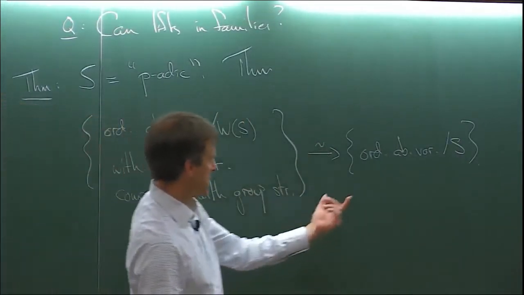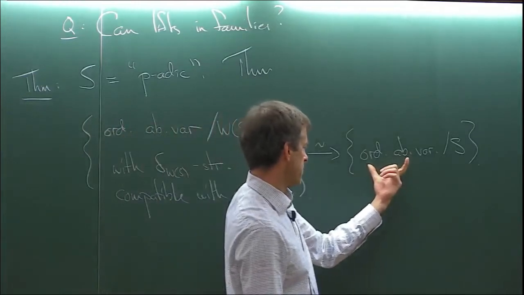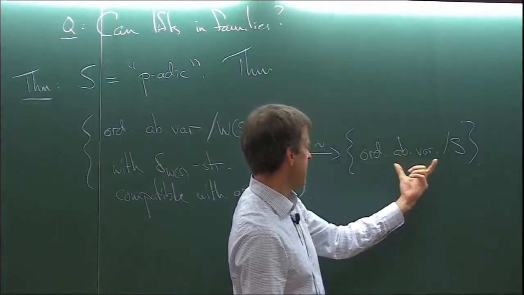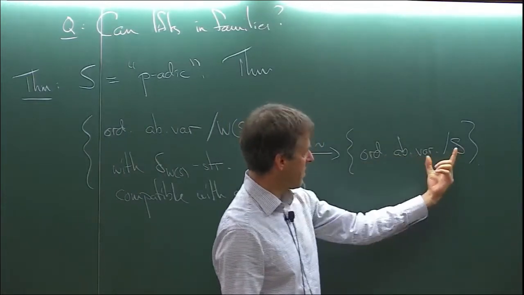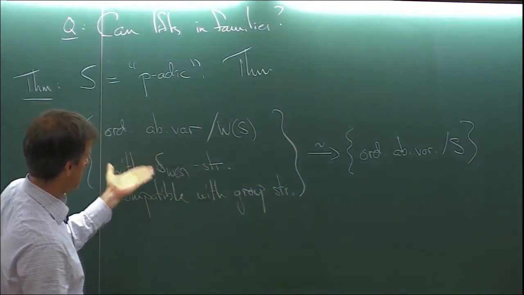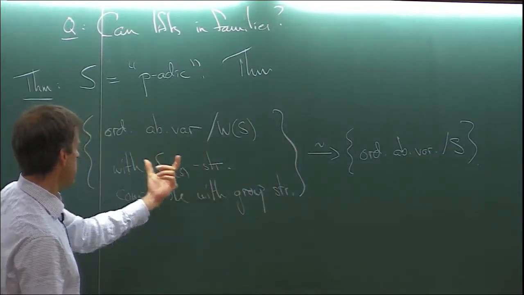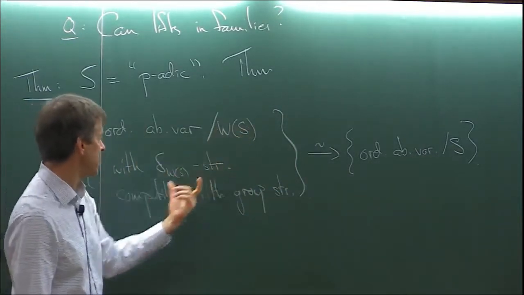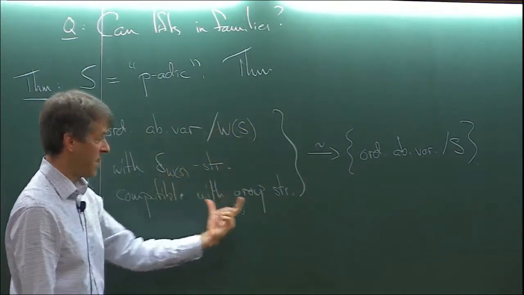So, in other words, a particular case of this is that given any ordinary abelian variety over any p-adic base, its preimage under this equivalence is a canonical lift to W of S. I mean, there's a unique lift to W of S with a delta structure compatible with the group structure.